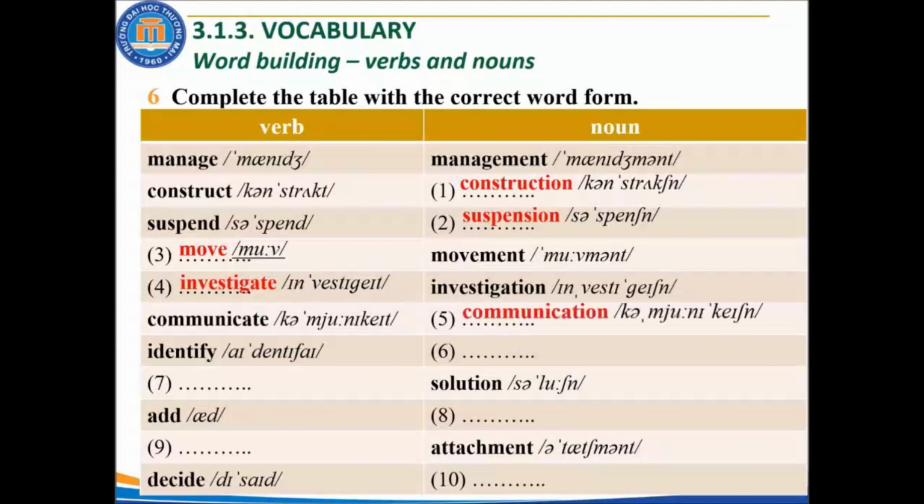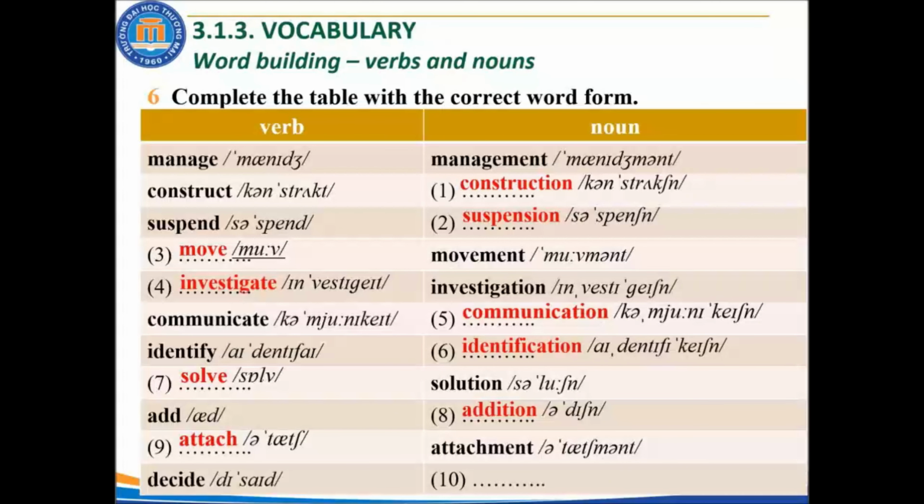The noun is communication. And number 6, the noun is identification. All right. Number 7, we have the noun solution and the verb is solve. All right. Number 8, the noun is addition. Number 9, the verb is attach. And the last one, number 10, decision. Okay. Have you done it correctly?